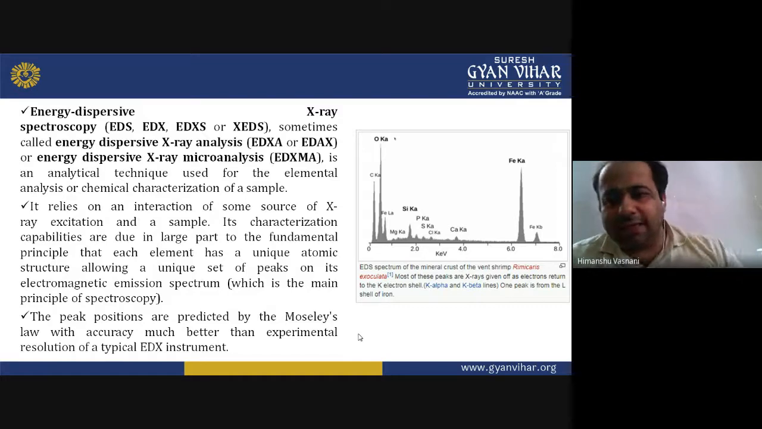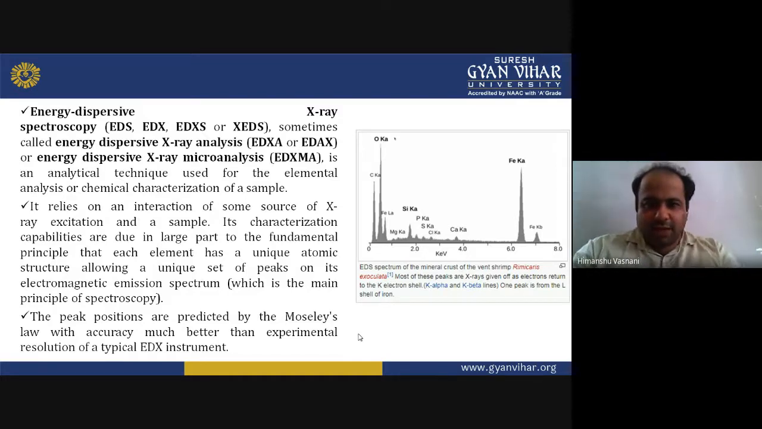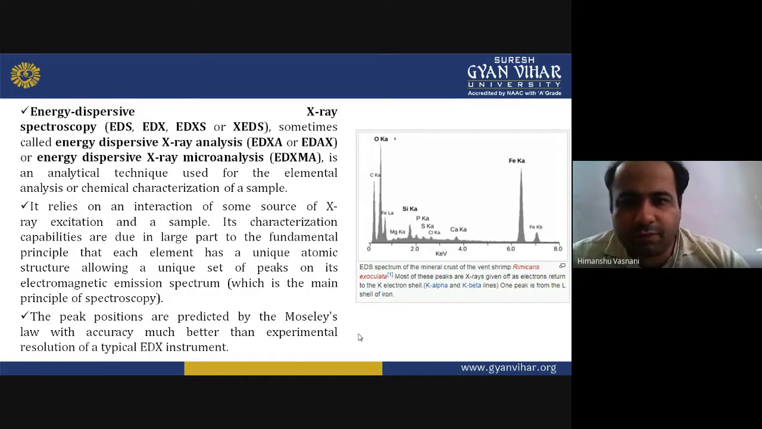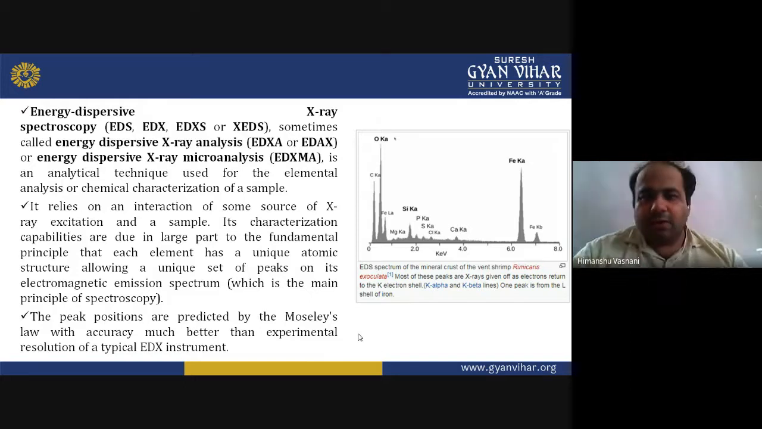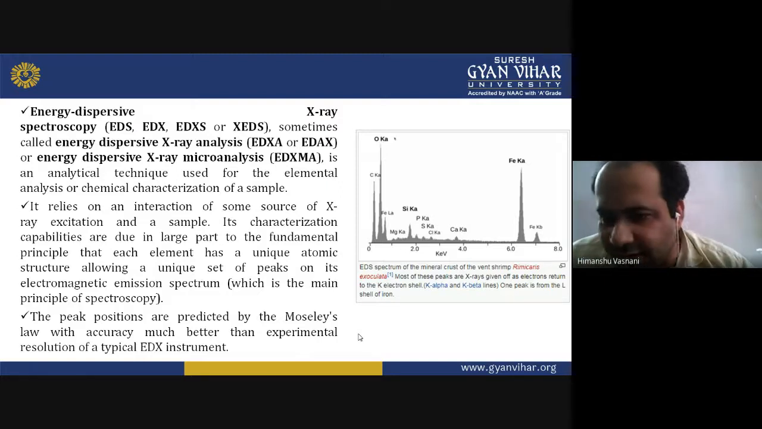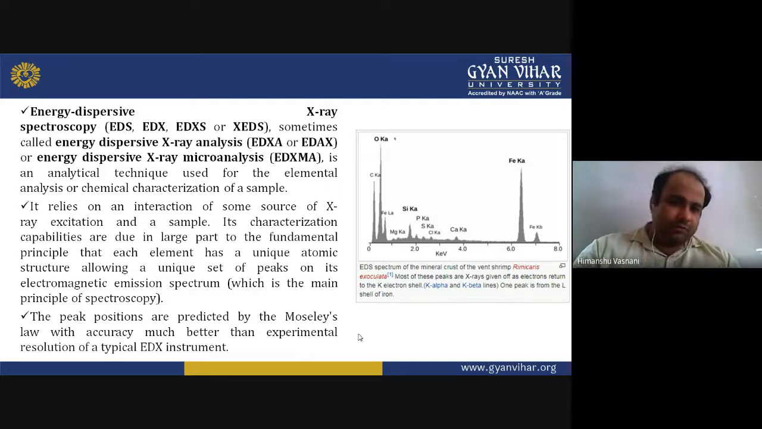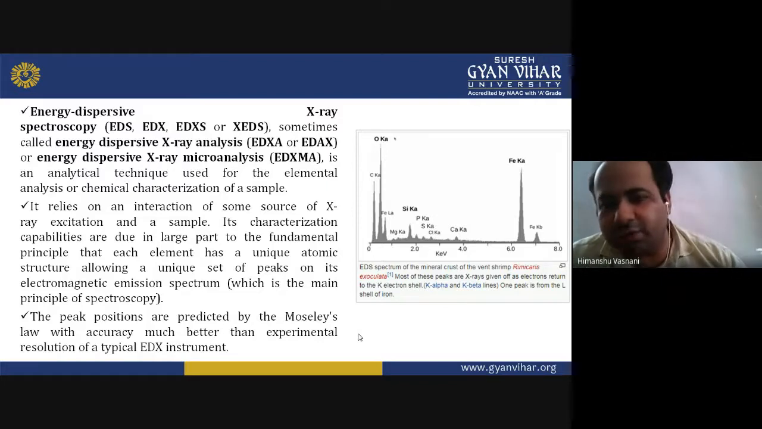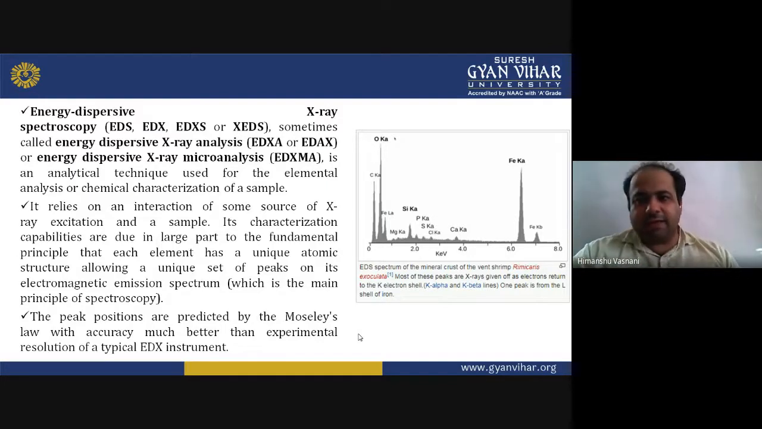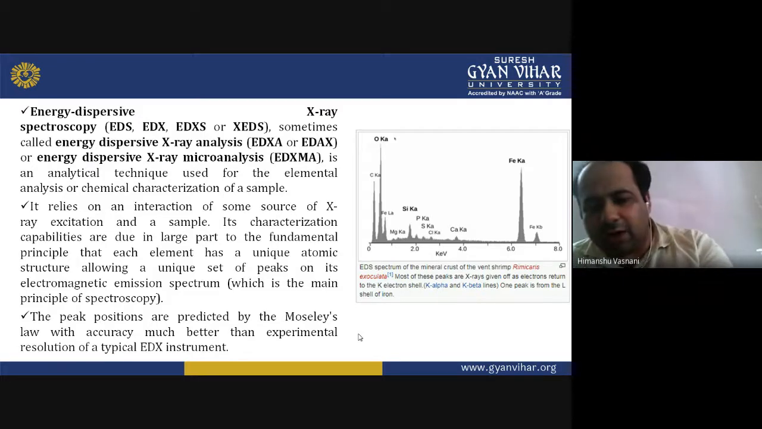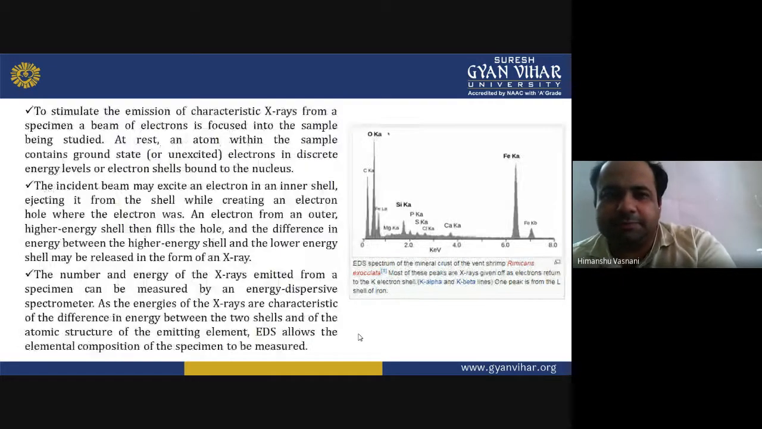Now here you can see in this diagram that the peaks are shown for different materials. This is an EDX spectrum of a mineral crust of a vent shrimp. Most of these peaks are X-rays given off as electrons return to the K electron shell, and one peak is from the L shell of iron. Here you can see how these peaks are displayed.